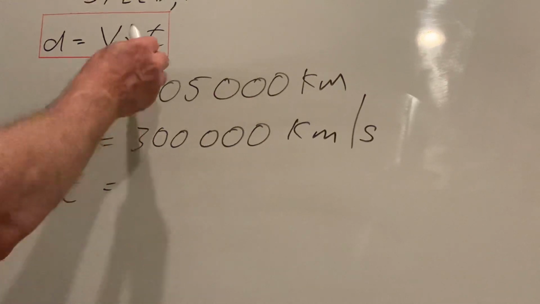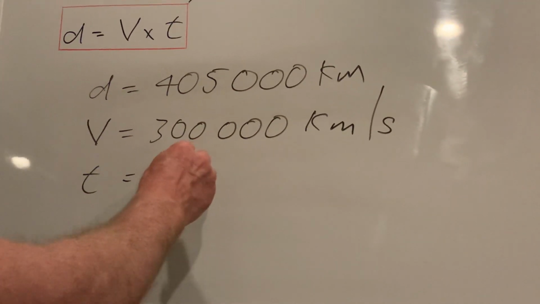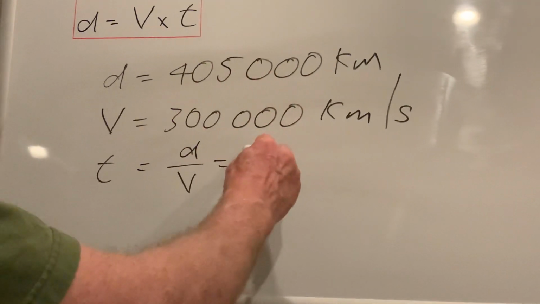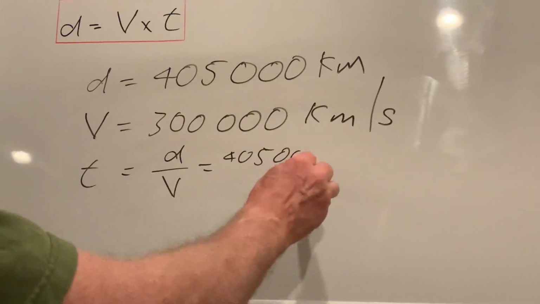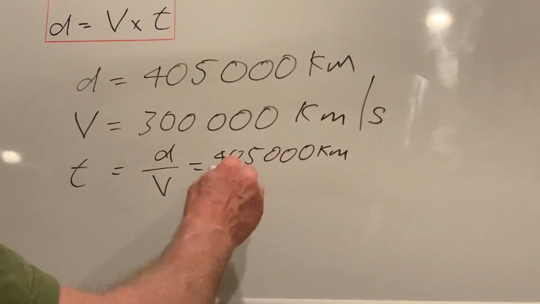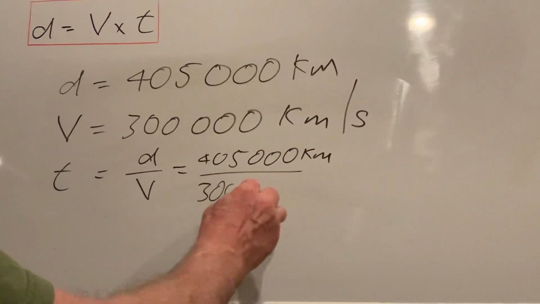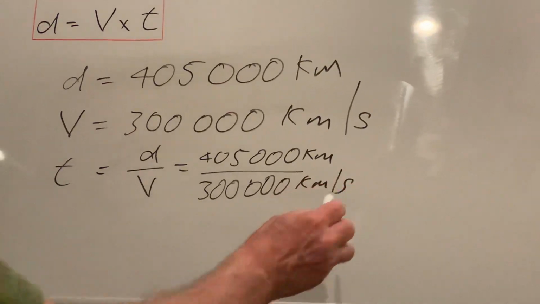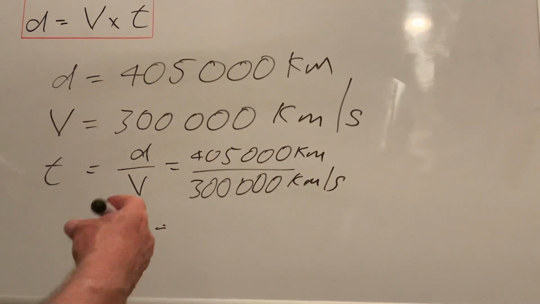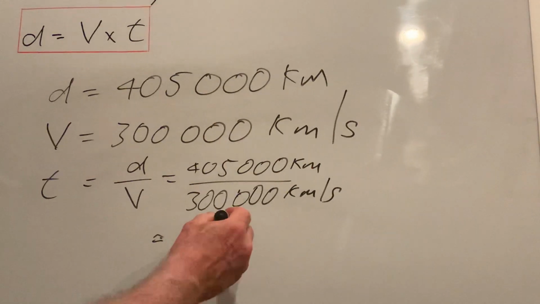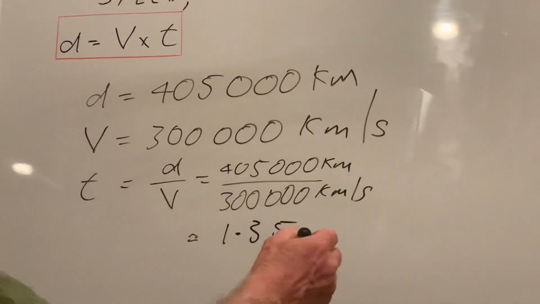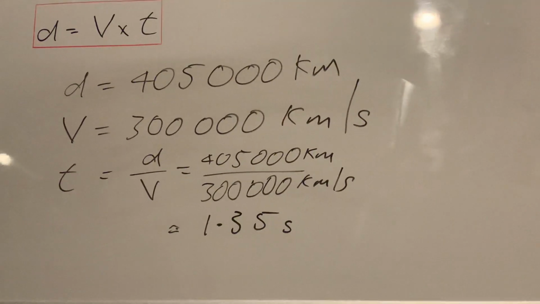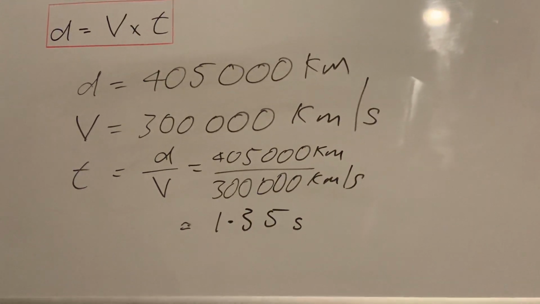Well, T equals D on V. So the distance travelled over the velocity, which equals 405,000 kilometres over 300,000 kilometres per second, which equals 1.35 seconds, which isn't very long, is it? Light is terribly fast, as Einstein once said, or words that are similar.